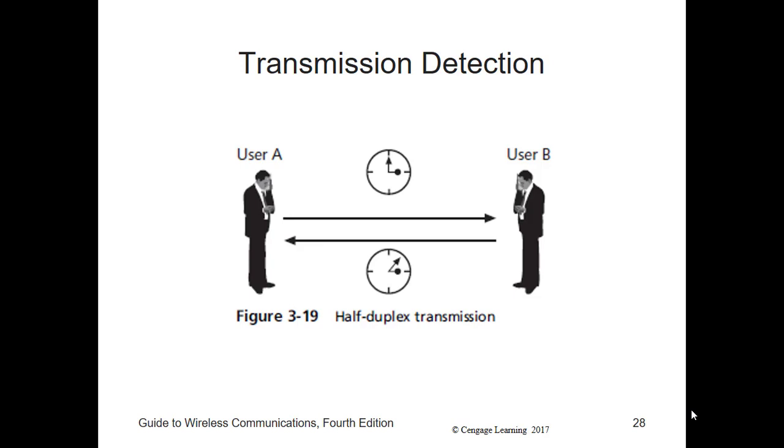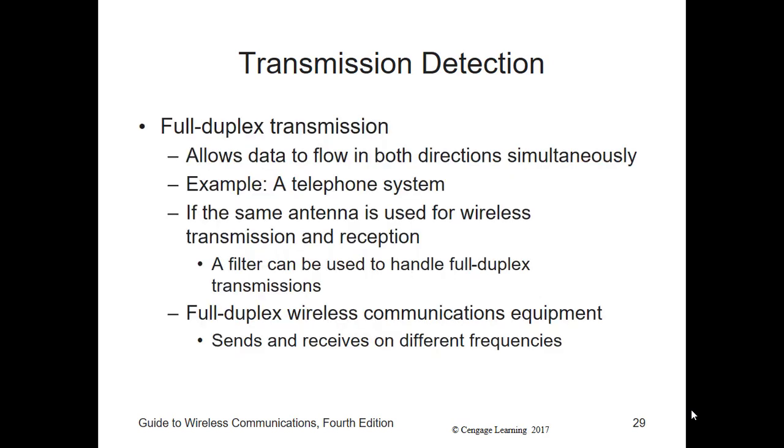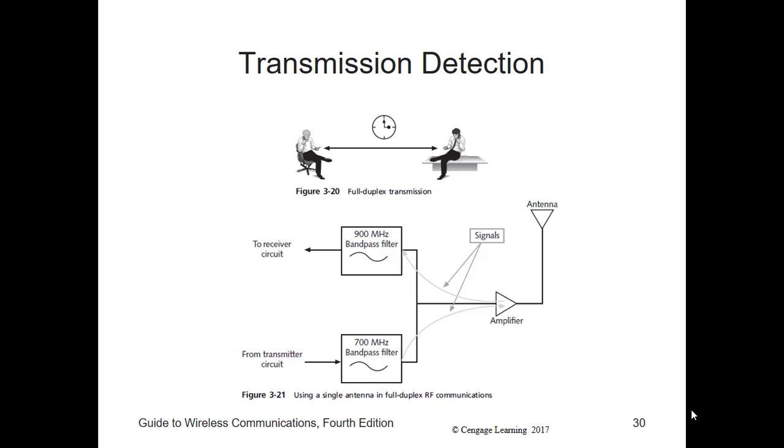Now, if the same antenna is used for wireless transmission and reception, a filter can be used to handle full duplex transmissions, where we can have simultaneous communication back and forth. Communications equipment that works in full duplex mode is using FDMA, sending and receiving on different frequencies. A transmission picked up by the antenna on the receiving frequency passes through a filter and is sent to the receiver, while a transmission signal on the sending frequency is passed on the same antenna, but on a different frequency. The frequency channels then are selected so as to cause minimal signal interference with each other, kind of like we've got going on right here, okay?